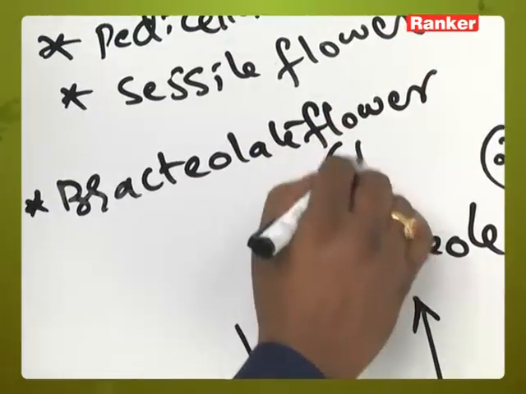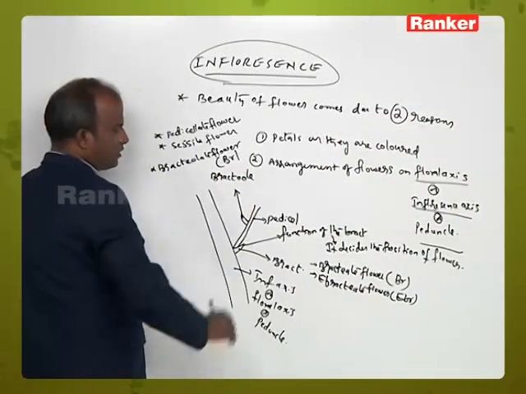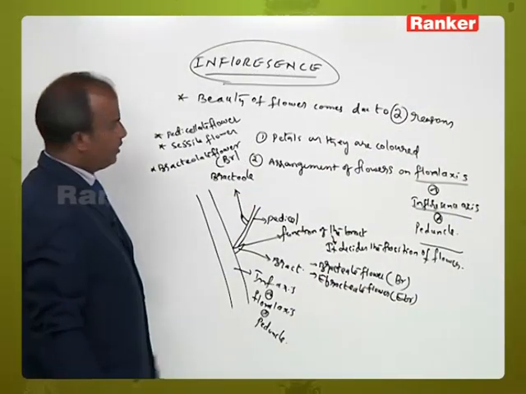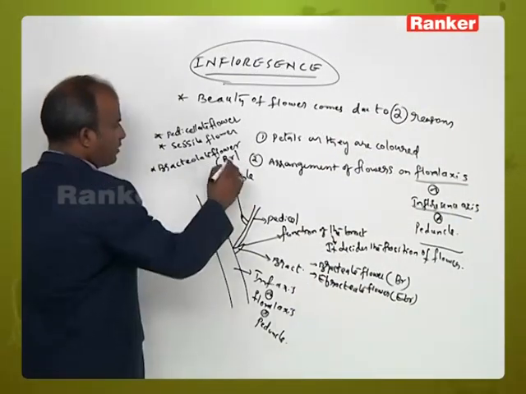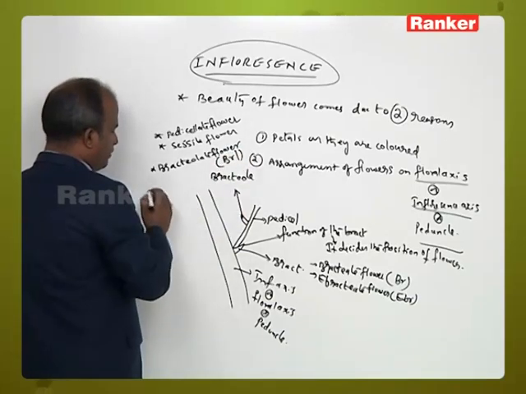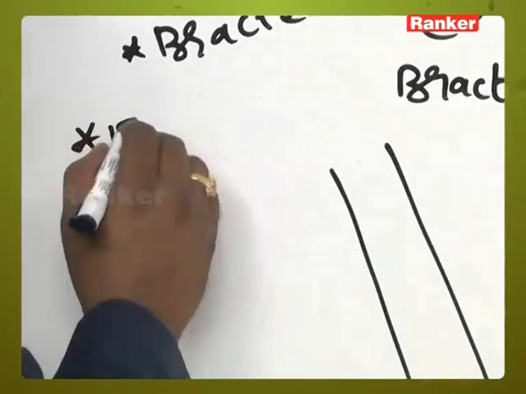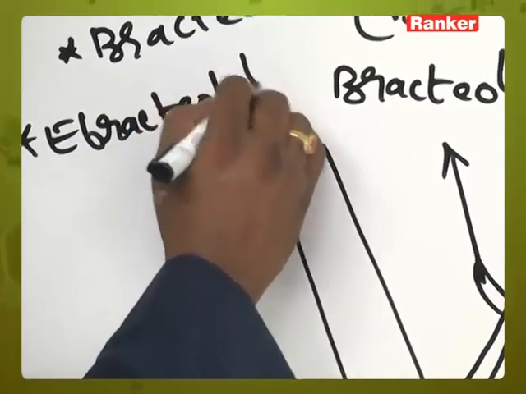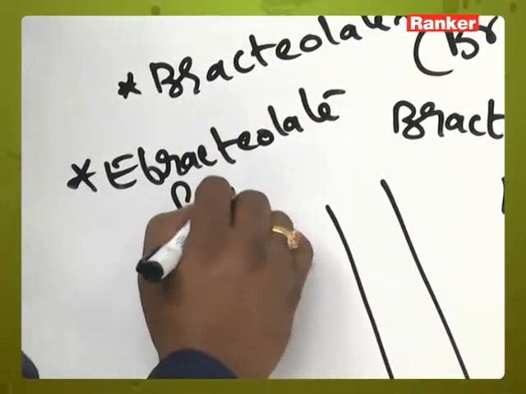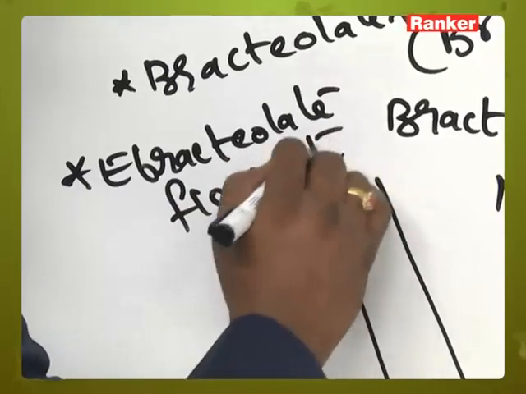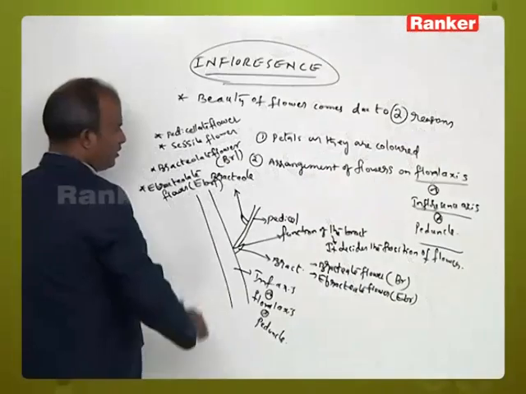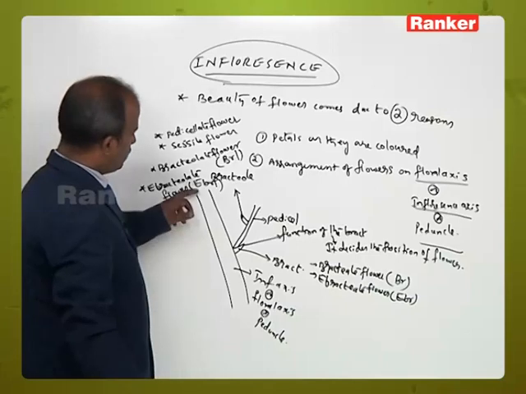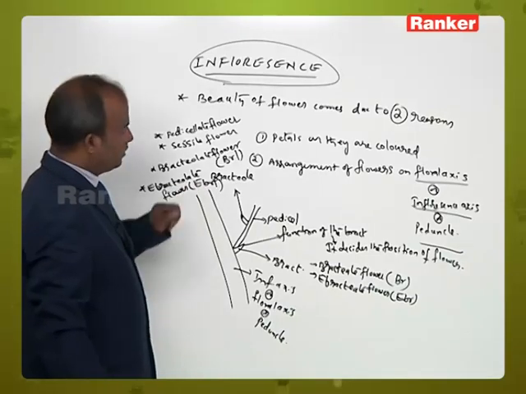In floral formula, it can be represented with BrL. In floral formula, it can be represented with which one? EBrL. If it does not contain bracteole, then it is called as ebracteolate flower. Ebracteolate flower. In floral formula, it can be represented with EBrL.